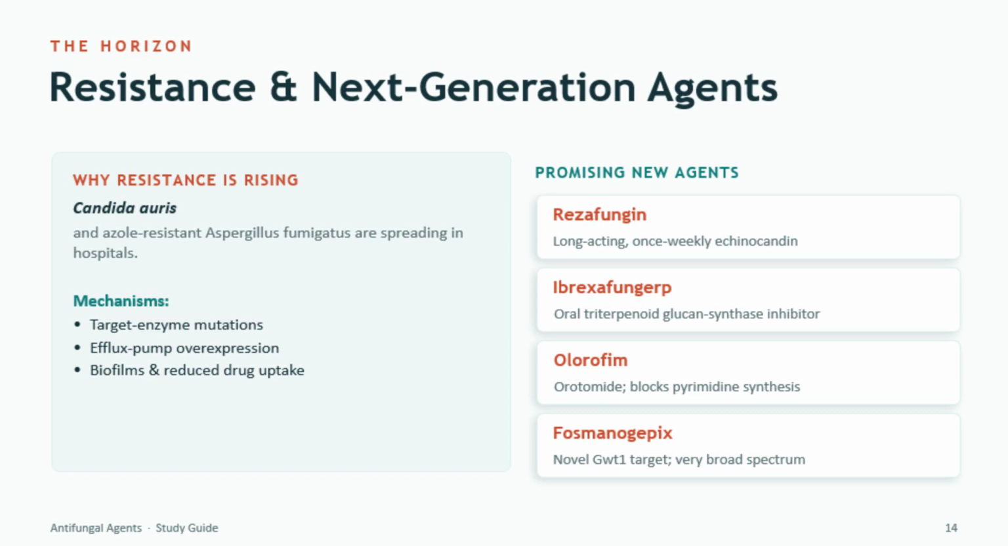Ibrexafungerp is an oral glucan synthase inhibitor. Olorofim blocks fungal pyrimidine synthesis through a brand new mechanism. And fosmanogepix hits a novel target called GUT1 with a very broad spectrum. Exciting times ahead in this field.